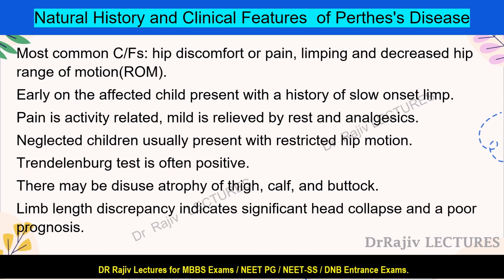The Trendelenburg test is often positive. Most patients have evidence of disuse atrophy of thigh, calf and buttock due to inactivity secondary to pain. The limb length should be measured and any discrepancy indicates significant head collapse and a poor prognosis. The patient's height, weight and bone age may also help in the differential diagnosis.